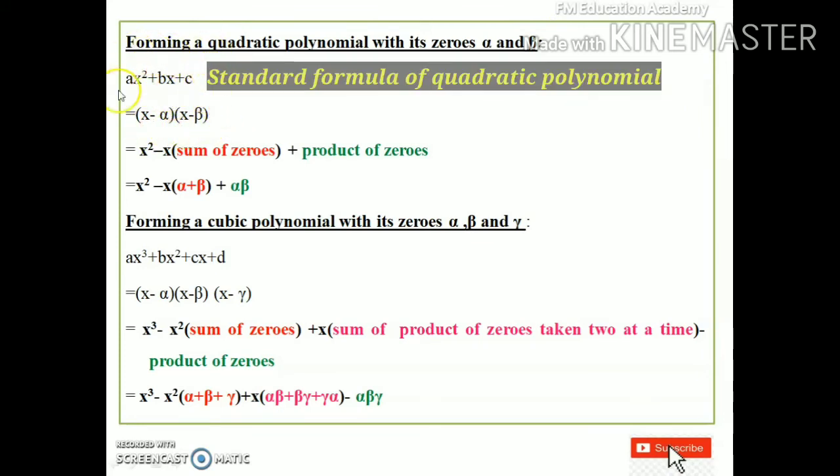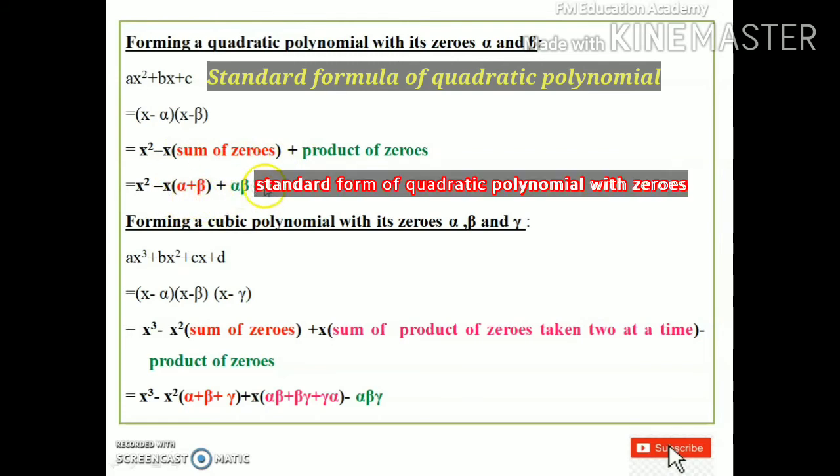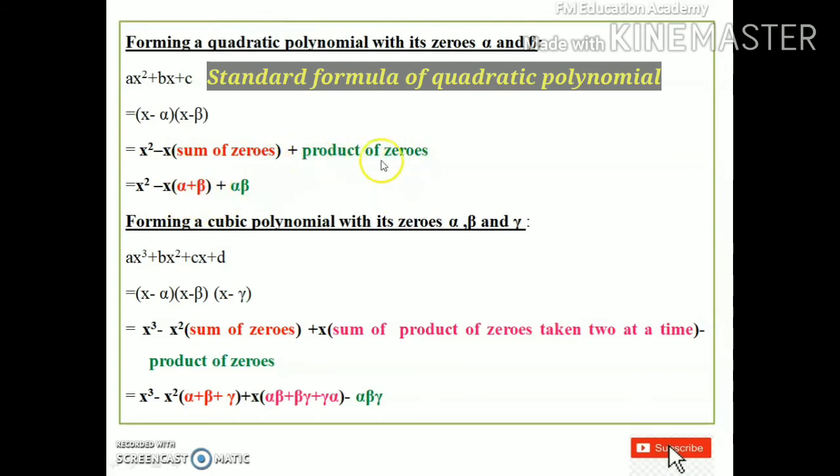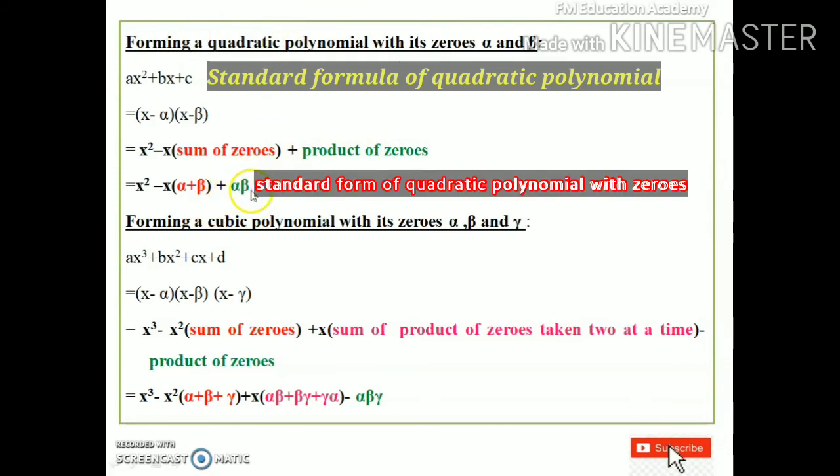And this ax squared plus bx plus c can also be written as x squared minus x into sum of zeros plus product of zeros. What is the sum of zeros in case of a quadratic polynomial? Alpha plus beta. So substitute alpha plus beta. What do we mean by product of zeros? Alpha into beta. The zeros in case of a quadratic polynomial are alpha and beta. That is why I'm multiplying here alpha into beta.